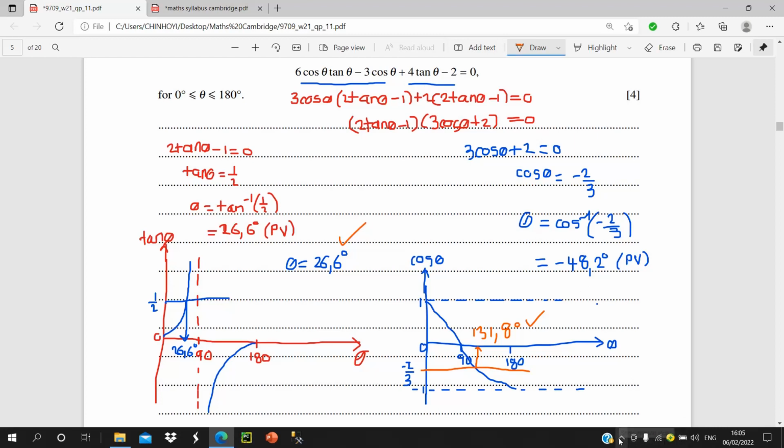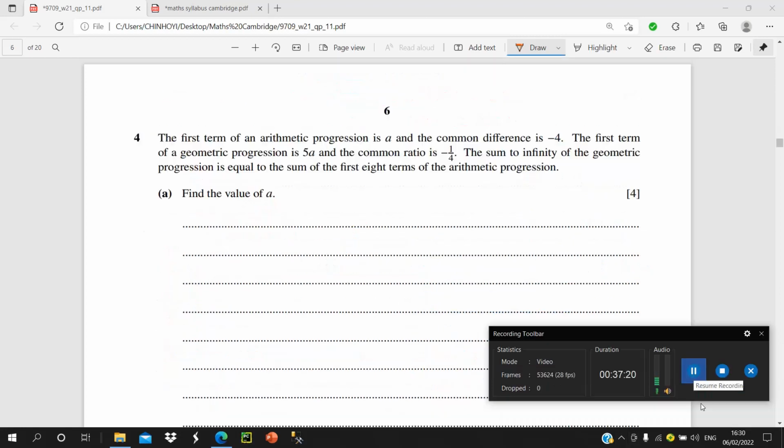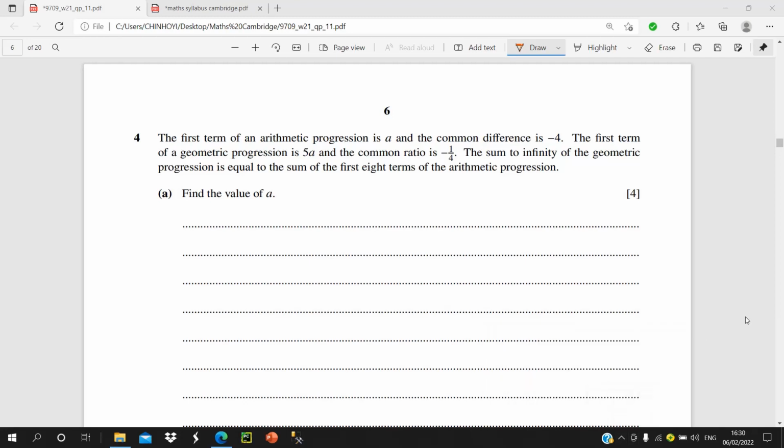So now moving on to the next question, which is question number 4. Right, so on number 4 we are given questions on series. It's an AP and a geometric progression. We are told the first term of an AP is A. We have an arithmetic progression where the first term is A, then the common difference, which is D.